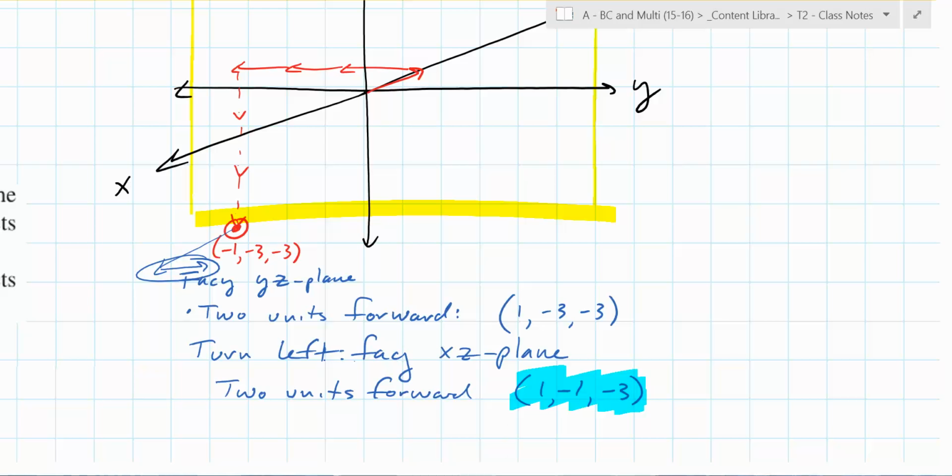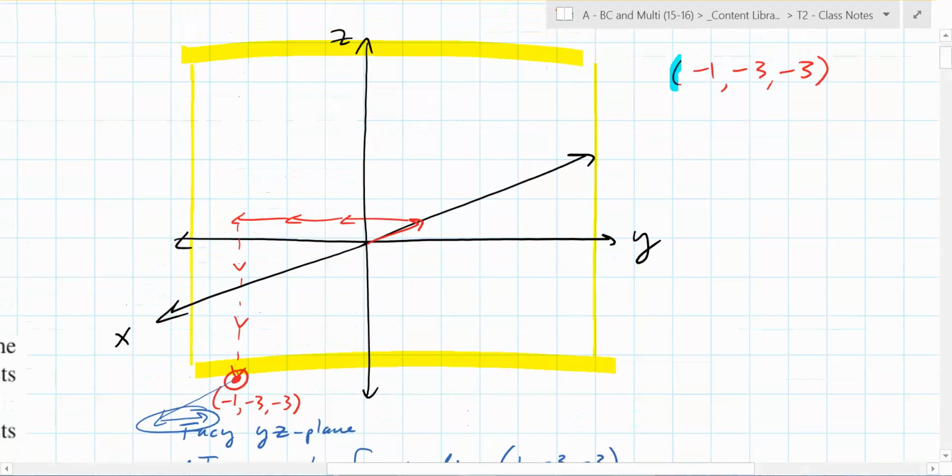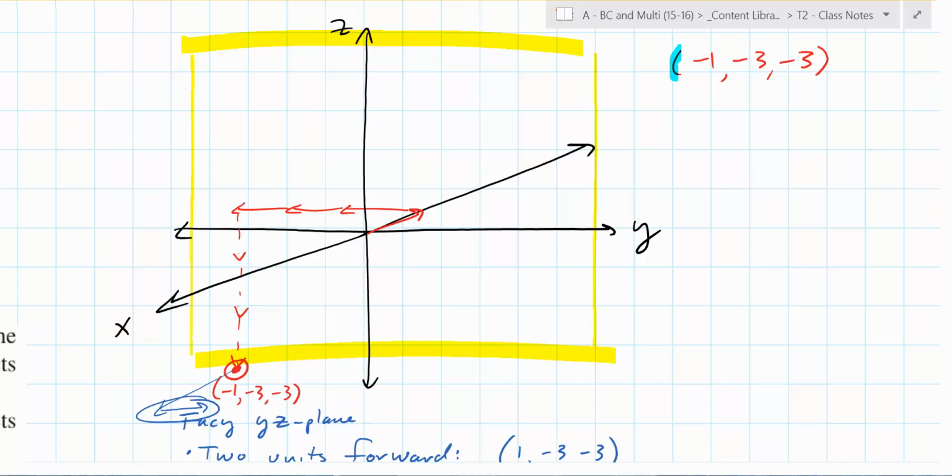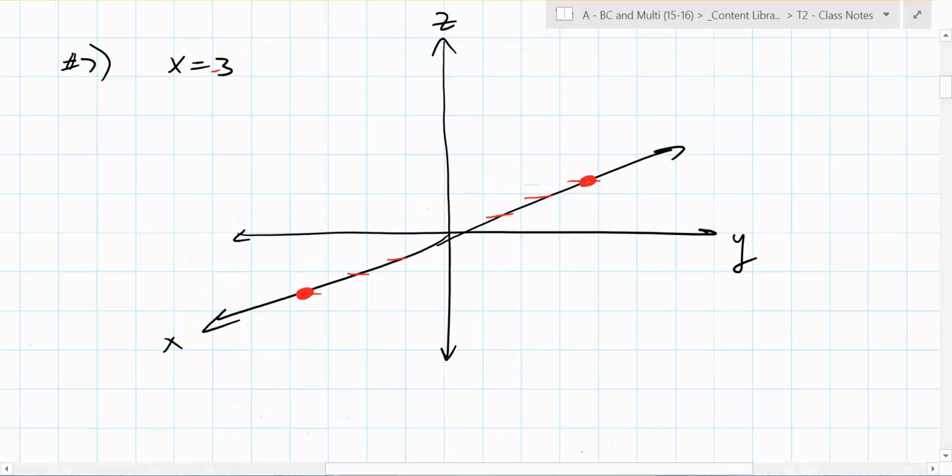So the question was asking, are we in front of or are we behind the YZ plane? Where's the YZ plane? The yellow, right? That's the YZ plane. So are we in front of it or behind it? We're in front of it. Yep. 3. If you want to sketch all of the points where x equals -3, what are you actually going to sketch?